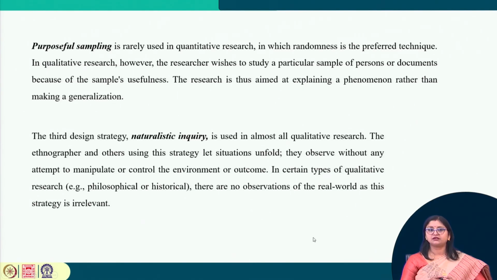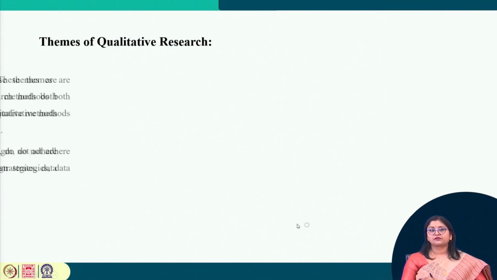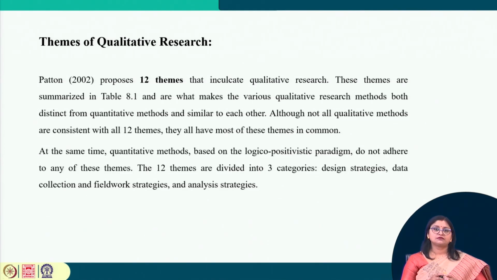We already mentioned the third design strategy, naturalistic inquiry. It is used in almost all qualitative research. The ethnographer and others using this strategy let the situation unfold. They observe without any attempt to manipulate or control the environment or outcome. In certain types of qualitative research, like philosophical or historical research, there are no observations of the real world, so this strategy is irrelevant. So, now we will talk about the themes of qualitative research.